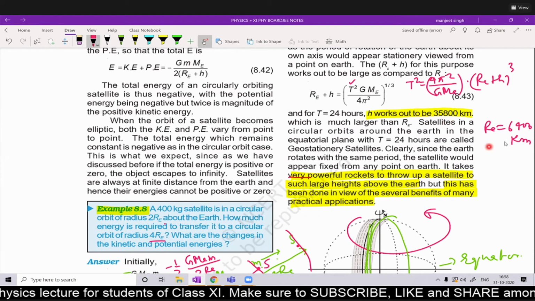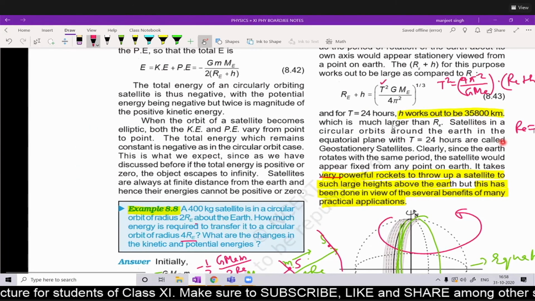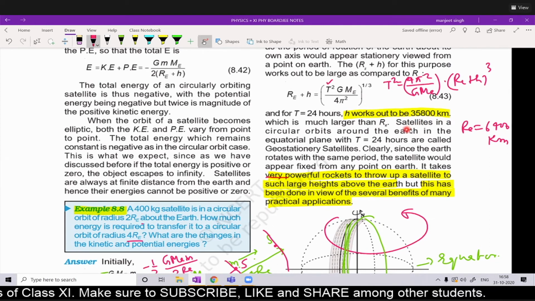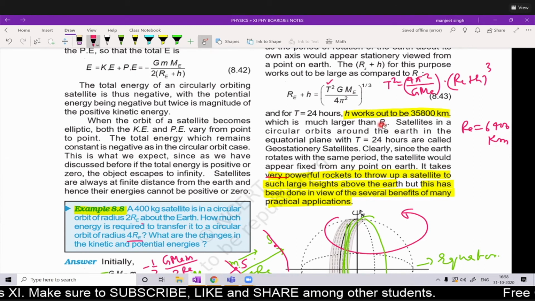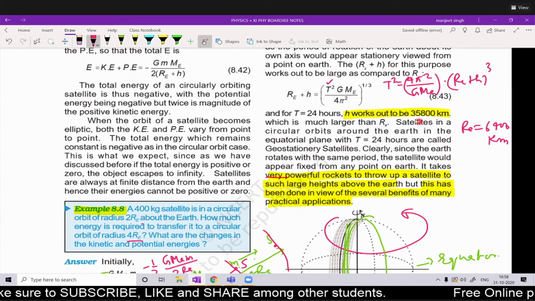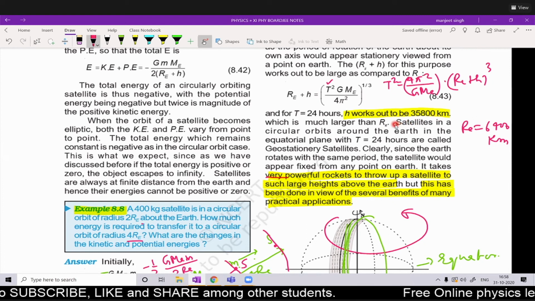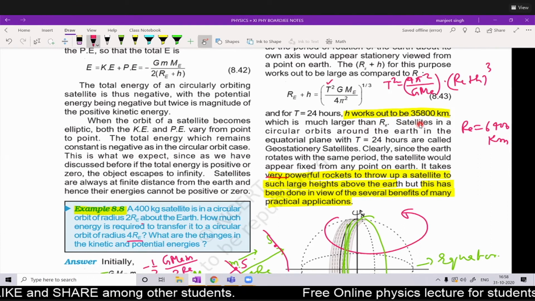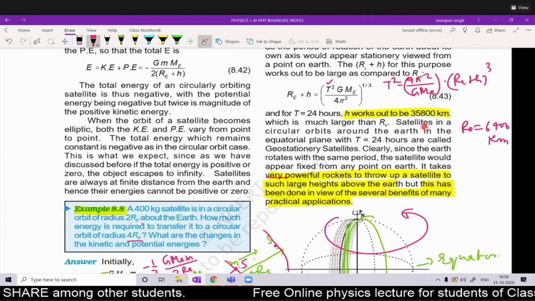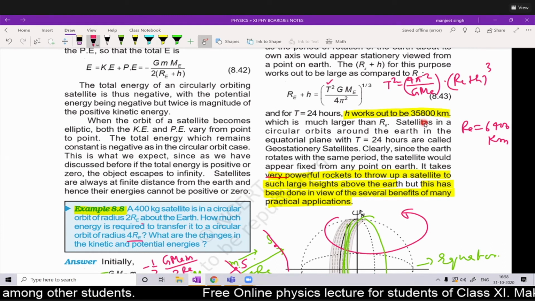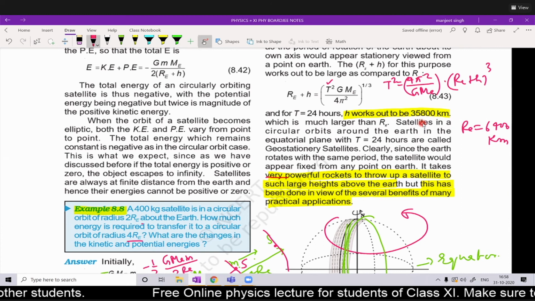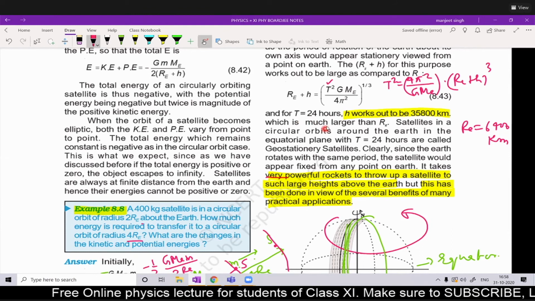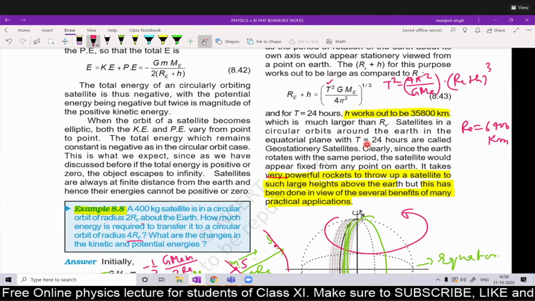Which is much larger than the radius of the Earth. Radius of the Earth is 6,400 kilometer. As compared to this, height H is very high. That means the satellites which have a time period of 24 hours are at a very great height above the surface of Earth. Okay, so such type of satellites are revolving in equatorial orbit around the equator, and they have a time period of 24 hours and become stationary with respect to a certain point on Earth. These are called geostationary satellites.